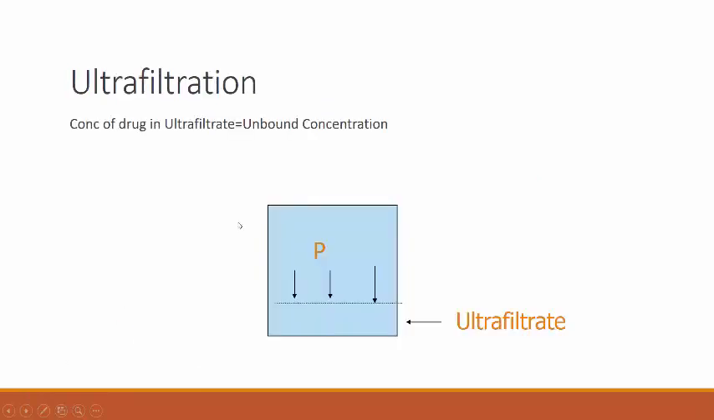Ultrafiltration is a more common way to do it. It's a little bit faster. Here we have like a cell. Actually, these cells sometimes look a little bit like prescription bottles. So you put your bound drug with protein, so your albumin, your blood, into this cell, and then there's a membrane here, and you use pressure to push the drug through, and only free drug will go through and be here. So the concentration of drug in the ultrafiltrate, which is here, will be your unbound concentration.